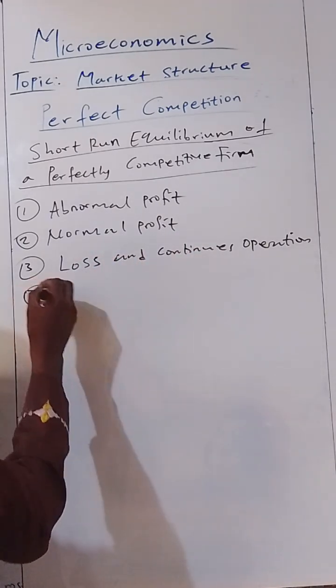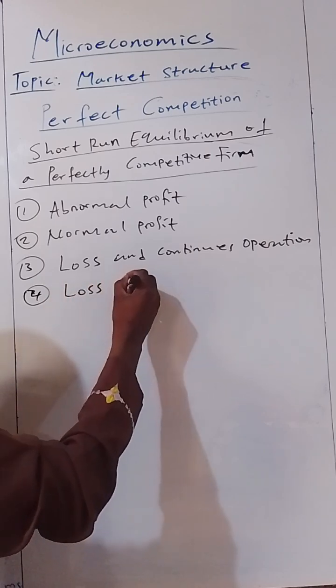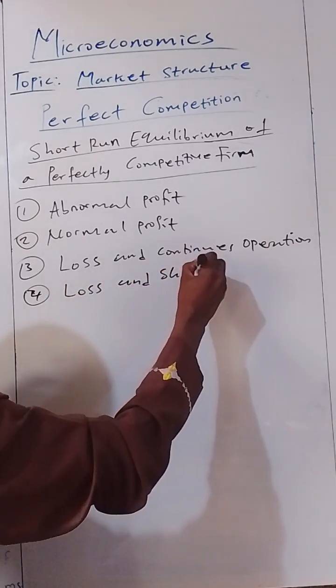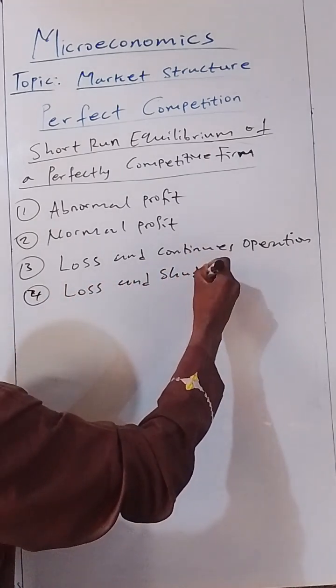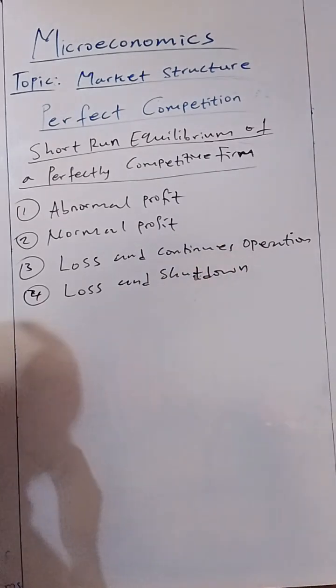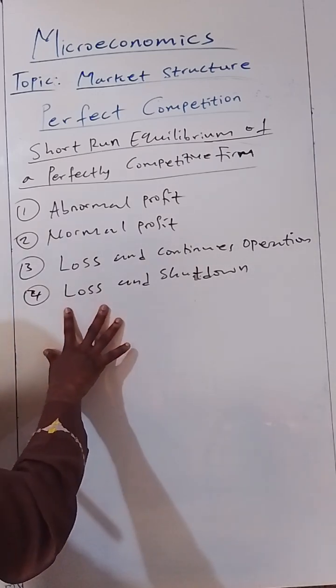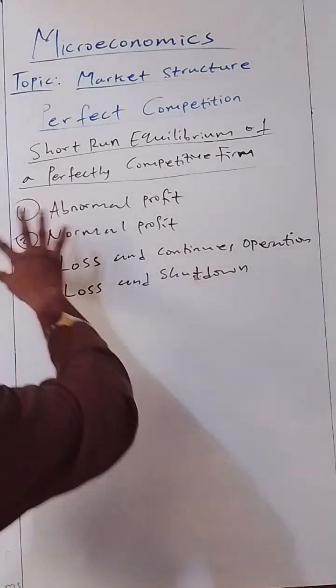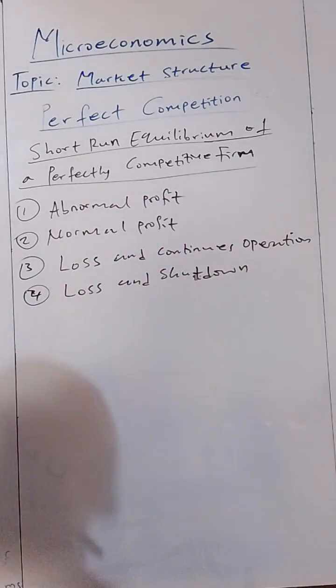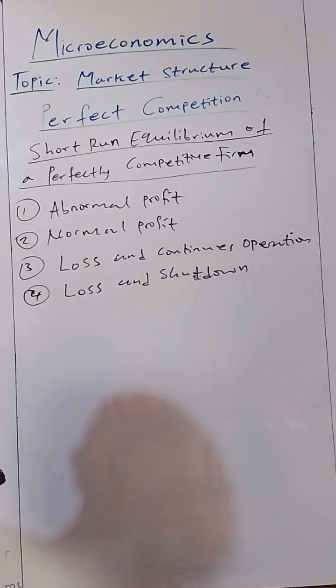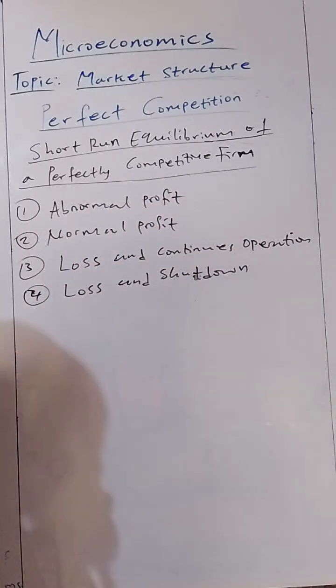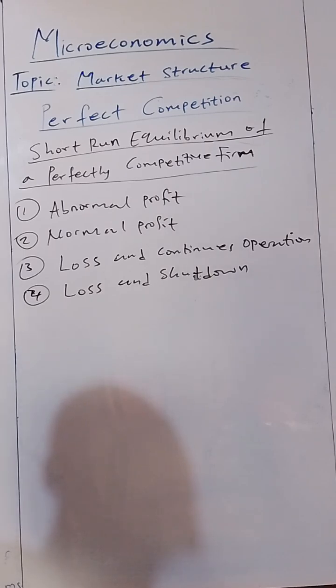And lastly, loss and shut down. What we are saying is that the firm can make loss and the firm will not continue operation. The firm will make loss and close the business. So these four situations are what a perfectly competitive firm can find itself in the short term.